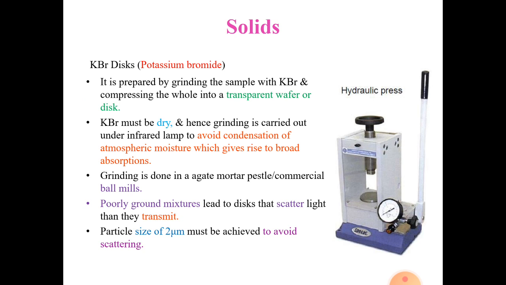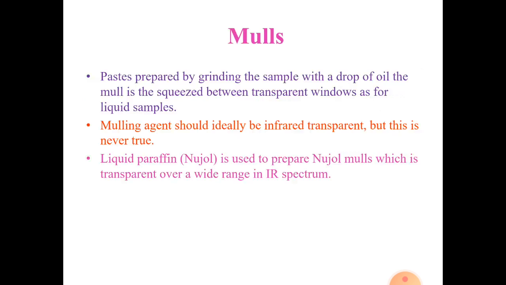Potassium bromide must be dry. Hence, grinding is carried out under an infrared lamp to avoid condensation of atmospheric moisture, which gives rise to broad absorption. Grinding is done in an agate mortar and pestle or commercial ball mills. A poorly ground mixture leads to a disc that scatters the light rather than transmitting it. Particle sizes of 2 micrometers must be achieved to avoid scattering.